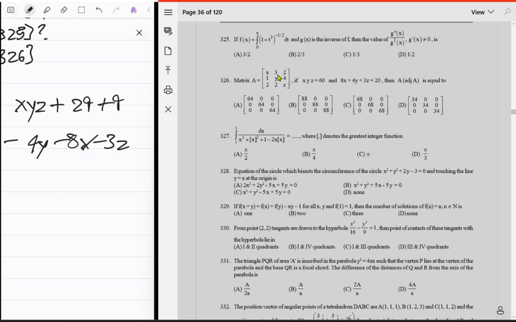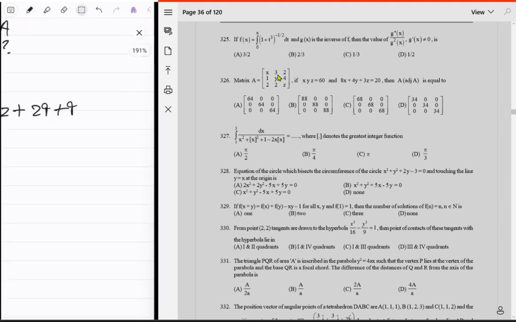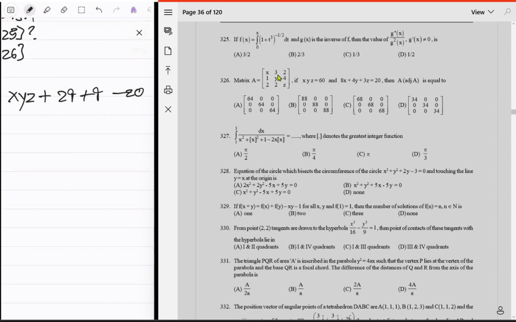So तुमने बोला कि 8x plus 4y plus 3z is 20, so ये जो चीज़ है just negative 20 हो जाएगा, so minus 20 over there. Is like cool, just 4 plus 4, 8 plus xyz which is 60, so 8 plus 60, okay, this is like 68, so C is correct. Next question.